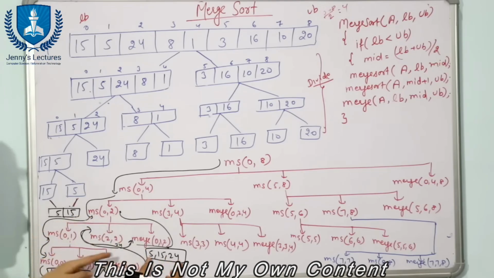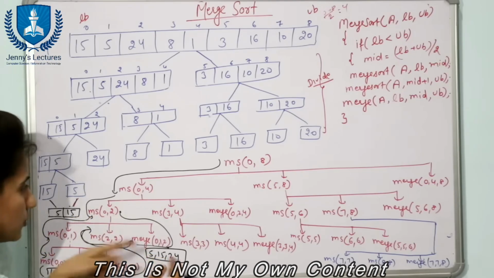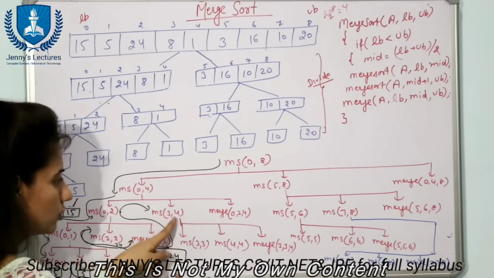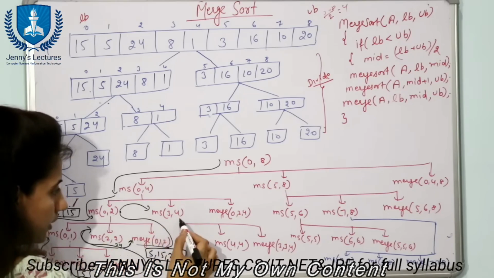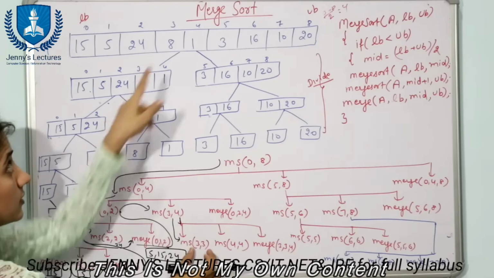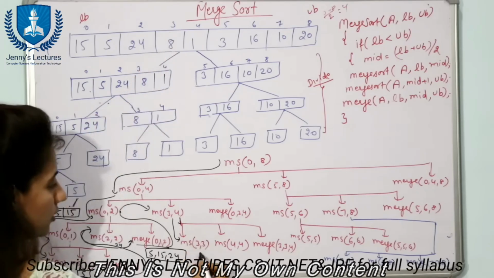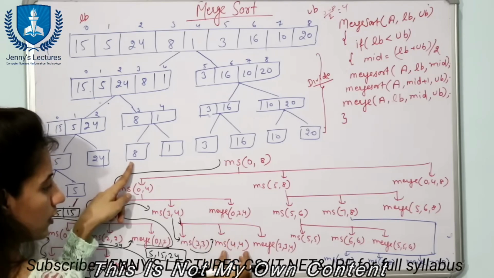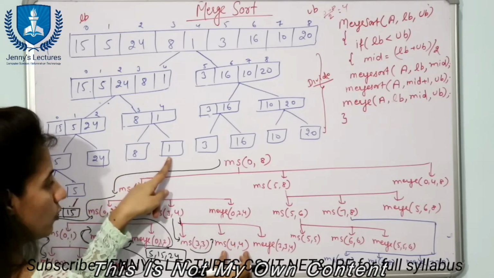5, 15 and 24. The merging has been done. Now control would go to here only. Merge sort 3 to 4. Now again recursive call, so control would go to 3 to 3. One element is there, 3, 3, that is 8. We are having 8. Now control would go to here, 4 and 4. One element is there, that is 1 only.